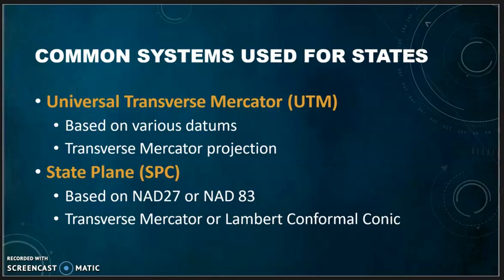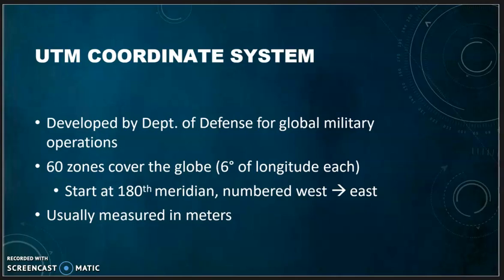And then we have our state plane systems, and so these will always either be based on NAD 27 or NAD 83. And again, NAD stands for North American Datum of 1927, or North American Datum of 1983, which is the most current one. And the state plane system will be either the Transverse Mercator projection or Lambert Conformal Conic. And again, you just check the metadata to make sure you have the right one.